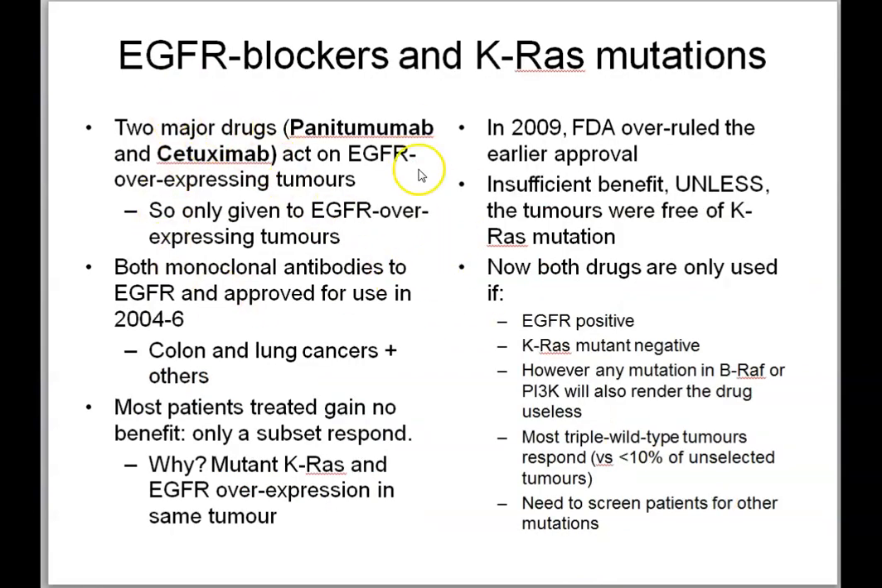So this slide covers the problem of these downstream mutations, especially when we're targeting the growth factor receptor. So cetuximab, panitumumab, they both target epidermal growth factor overexpressing tumours, so we only give them to EGFR overexpressing tumours.